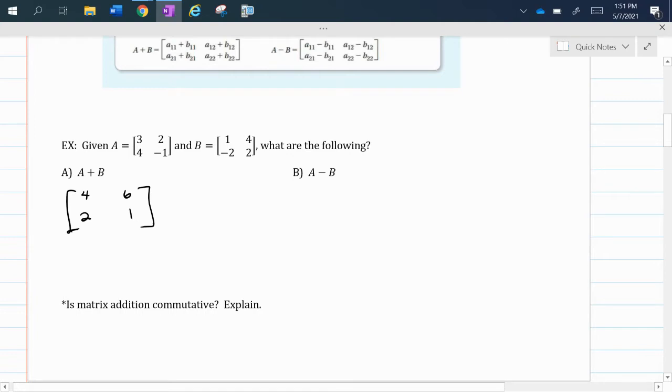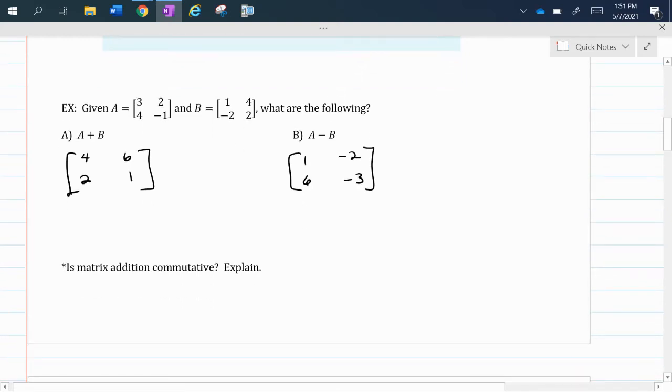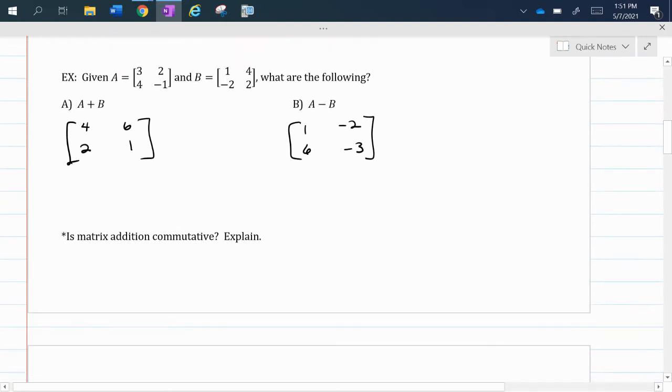And then if we want to do A minus B, we're going to subtract the 2 matrices. We're going to subtract the corresponding elements. 3 minus 1 is 1. 2 minus 4 is negative 2. 4 minus negative 2. Be careful when you're subtracting a negative. 4 minus negative 2 is 6. And negative 1 minus 2 is negative 3. So that's pretty straightforward. When we add and subtract matrices, we add and subtract the corresponding elements.